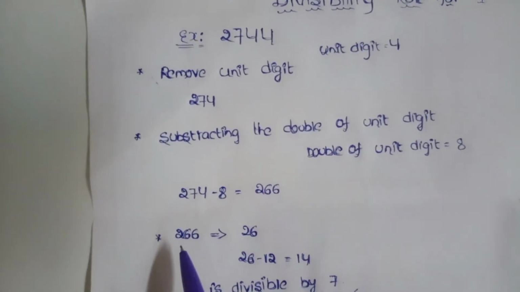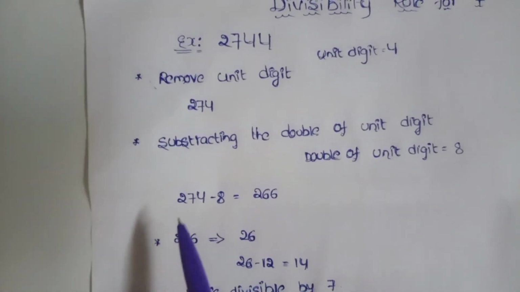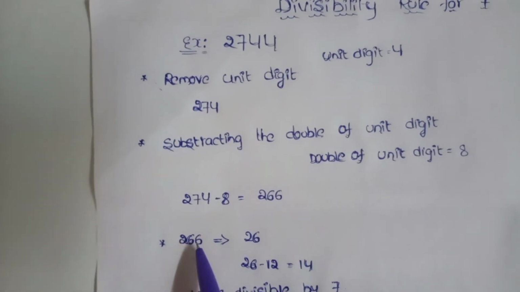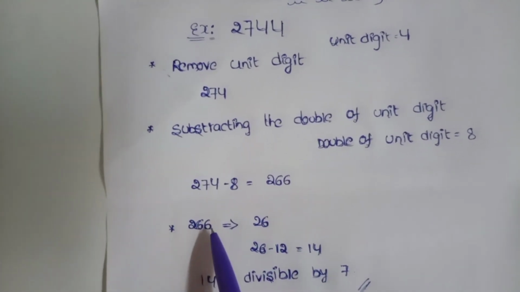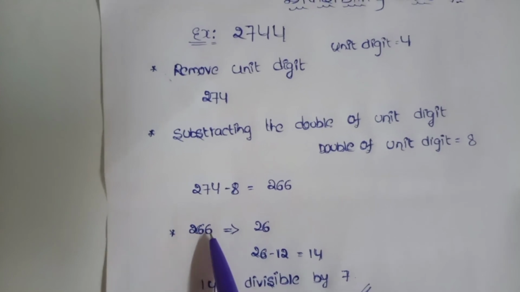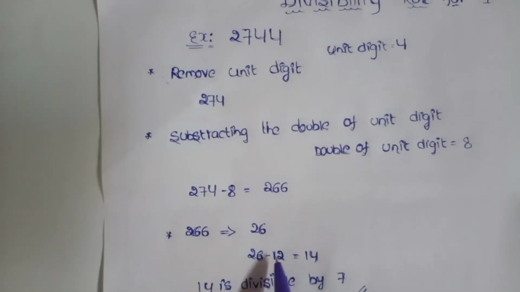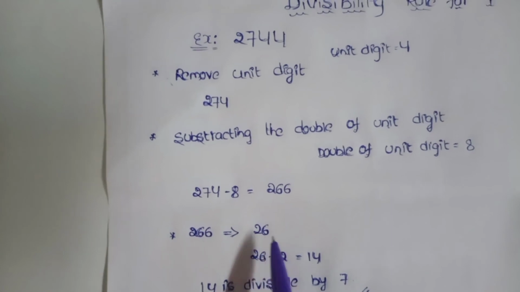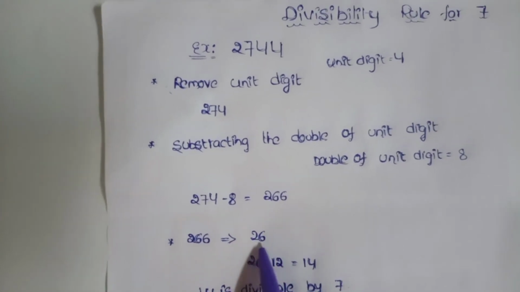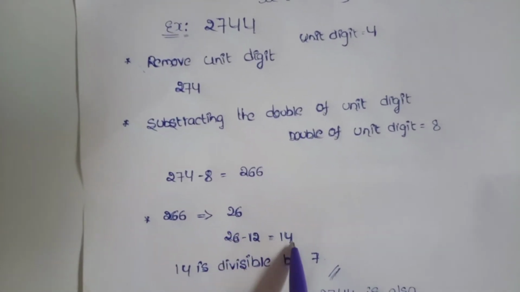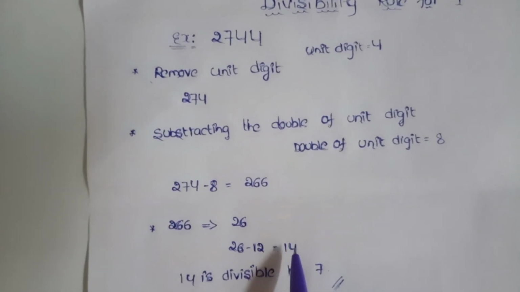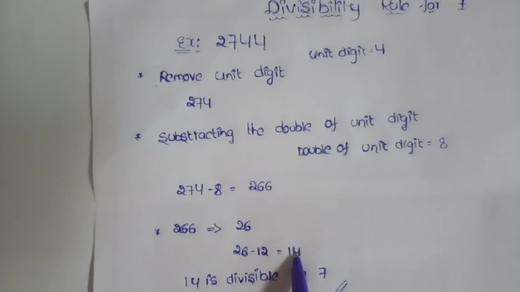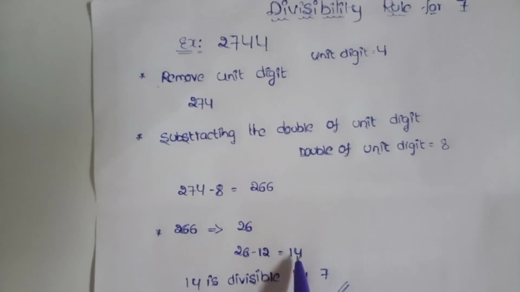Again I write 266 here. Again I remove the unit digit. Here the unit digit is 6. I remove the unit digit and double it. What is the double of the unit digit? 12. The double of the unit digit is subtracted from this value. I am getting 14. 14 is a 2 digit value. So I am getting 2 digits.